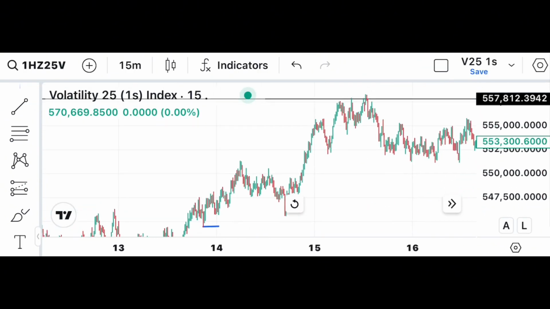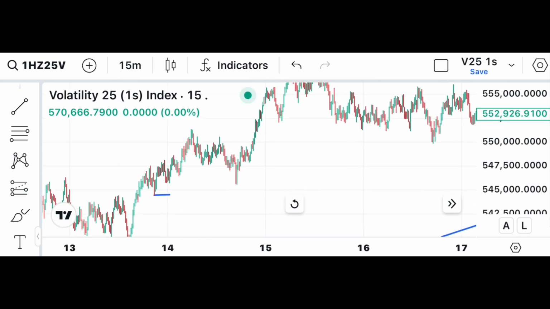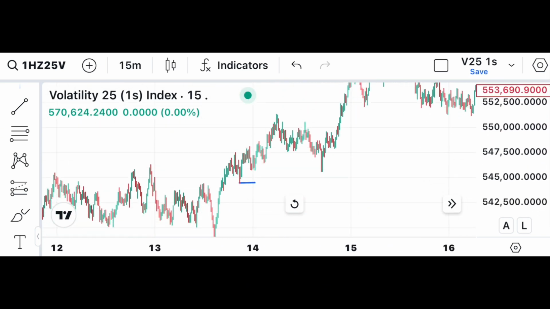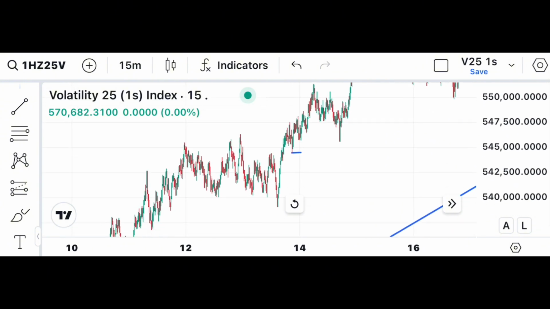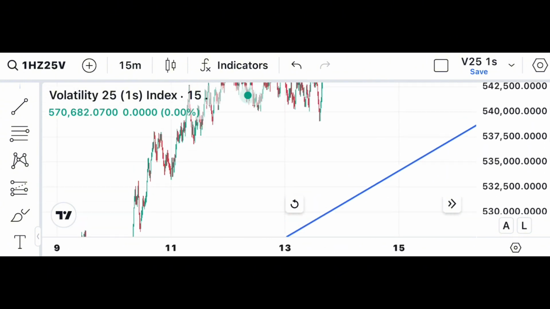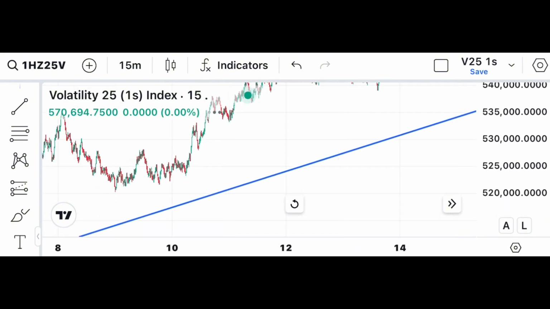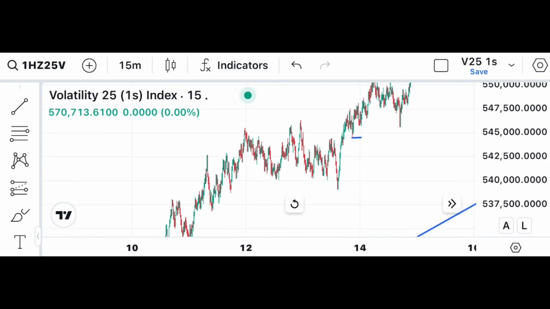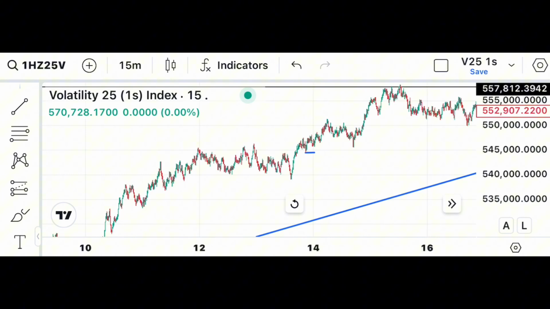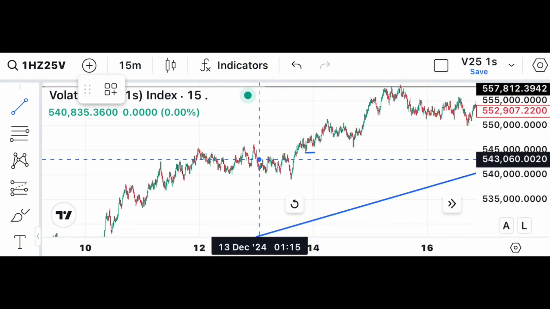We have the uptrend and we have the downtrend, which I've shown you the uptrend. Now in the 15-minute time frame, I can also draw an uptrend for you to see. You can see the overall trend, which I've drawn in my daily time frame, and in my 15-minute time frame I can also draw another trend to show you that in every time frame there is a trend.